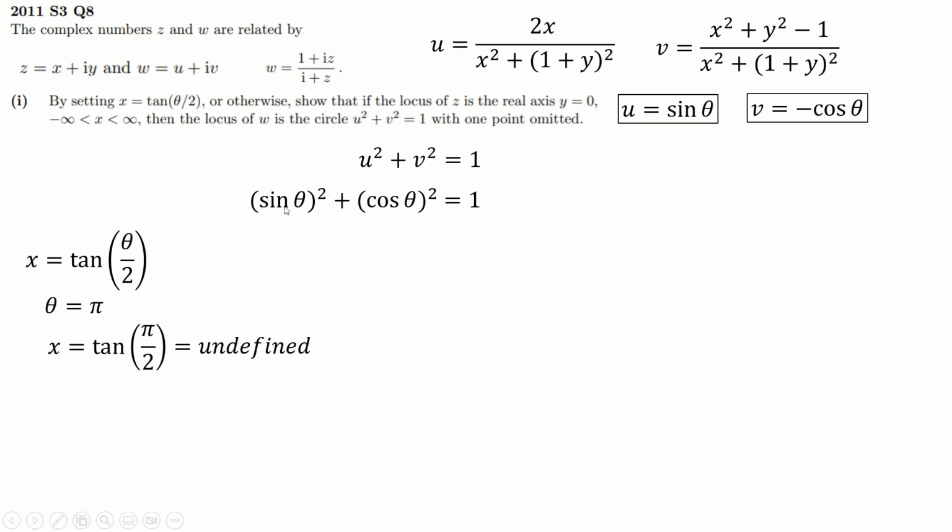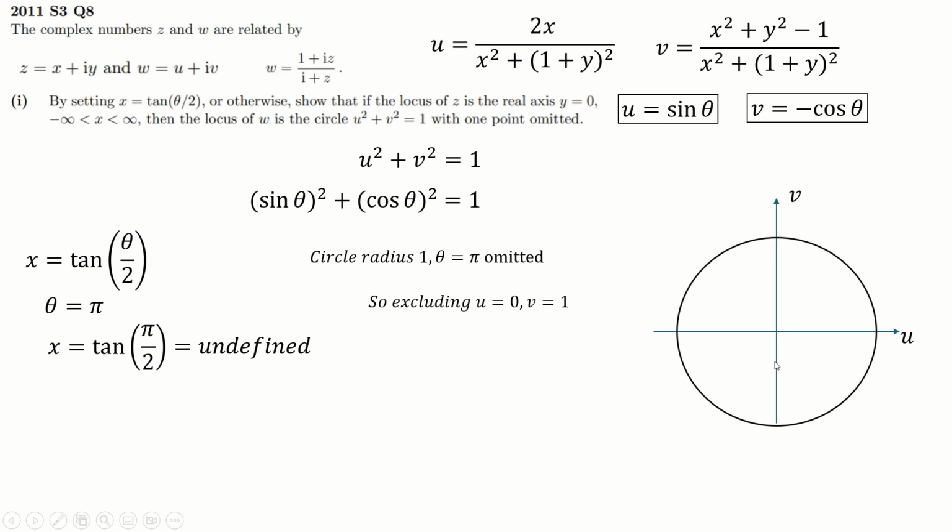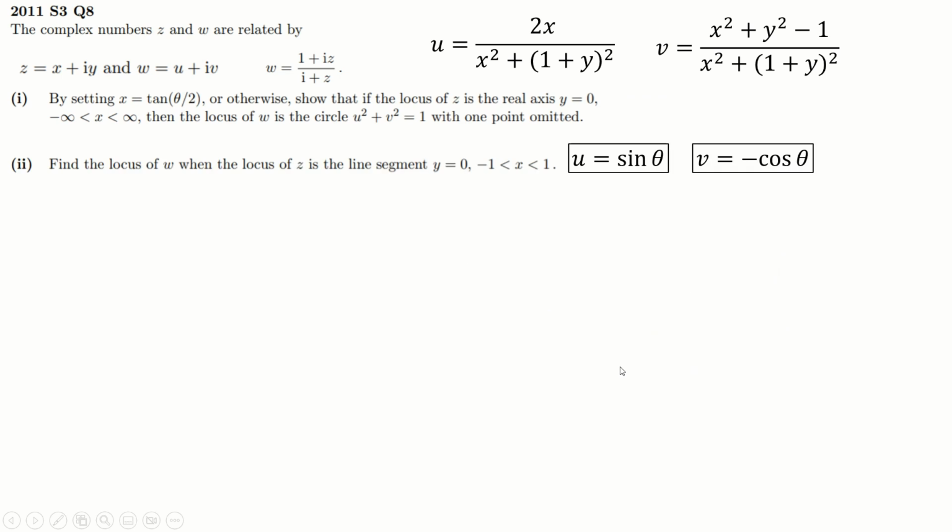When theta is pi, we get sine of pi is what, 0? So u is therefore 0, and cos of pi is minus 1. Minus minus 1 is plus 1. So we omit the point u is 0, v is 1. So okay, we take a circle radius 1 centered at the origin, and we omit the point 0, 1. So it will look a bit like that if you want to sketch it, I guess.